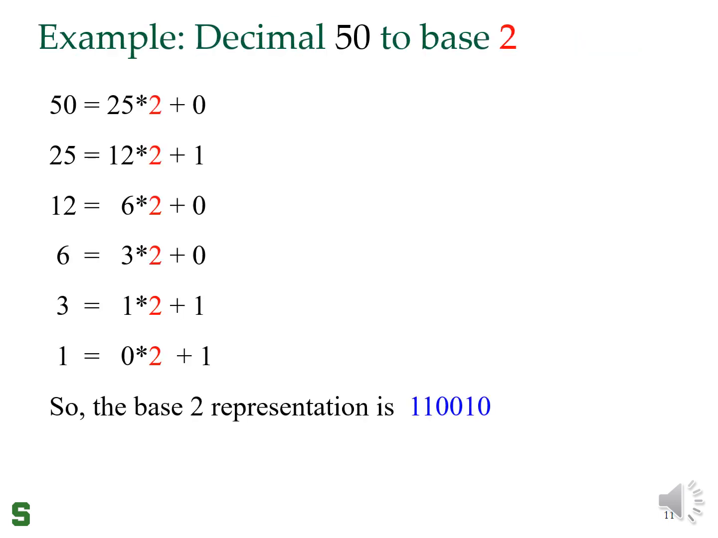Here is an example of converting 50 to base 2. We are going to divide each time by 2 and take the remainder. In this case, the remainders are 0, 1, 0, and so on. And we read the number in this order. That's why the number will be 1, 1, 0, 0, 1, 0.